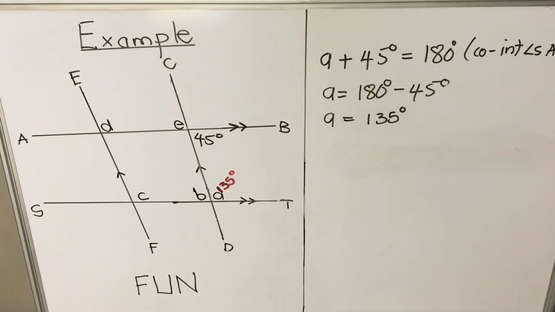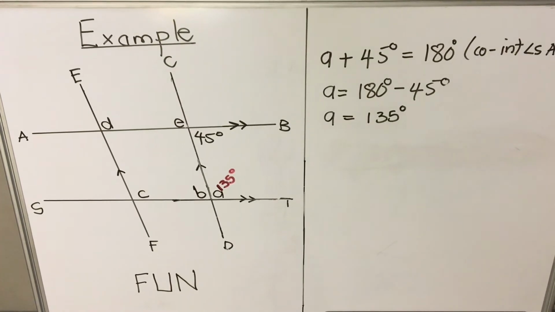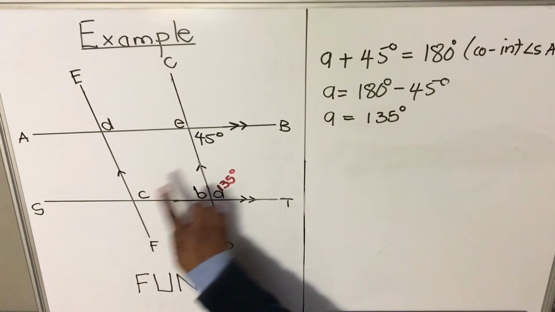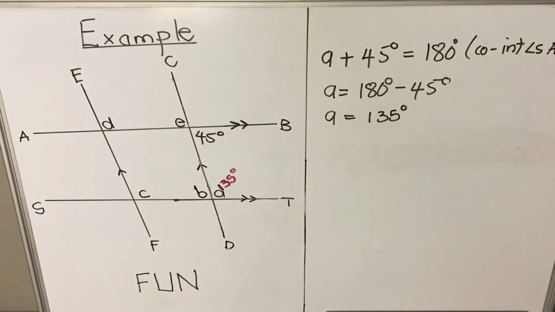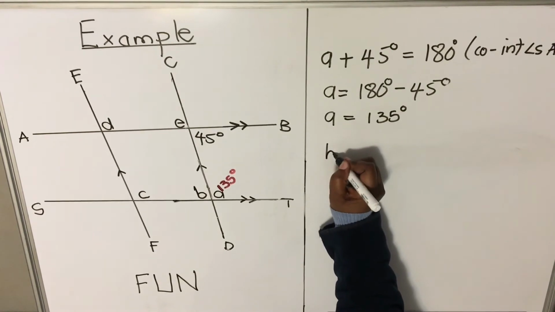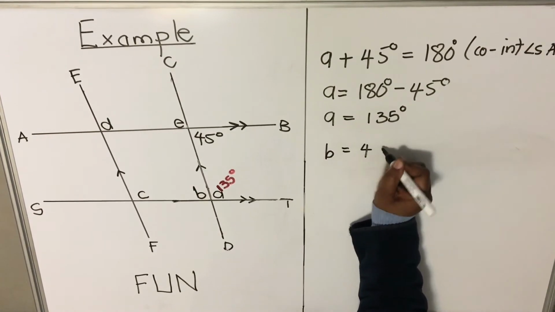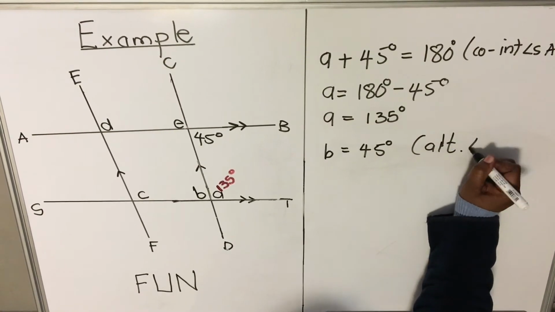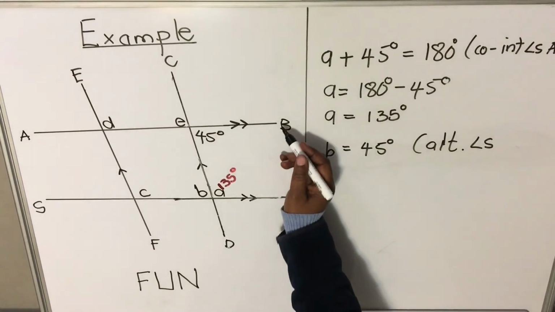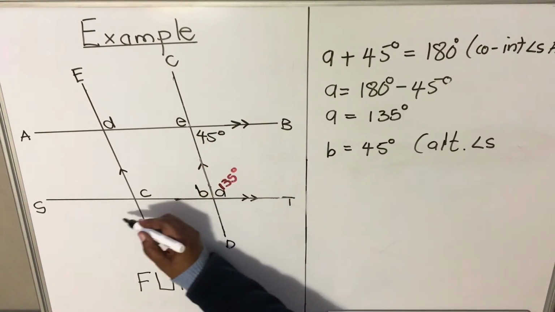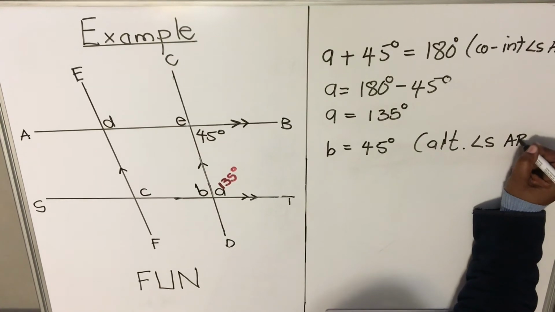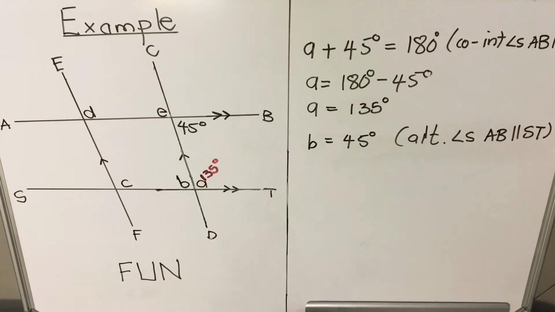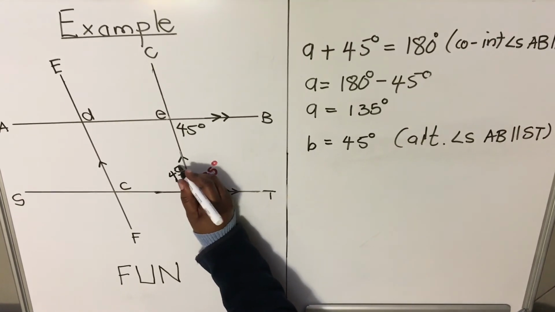Okay, now look at what else can I find. Do you see you have an alternate angle here? You have that Z here. So it means angle B is equal to 45 degrees. And the reason is alternate angles. Which parallel lines did you use? That parallel line and that one. It's AB parallel to ST. Go to the diagram. Write it. This one is 45 degrees.